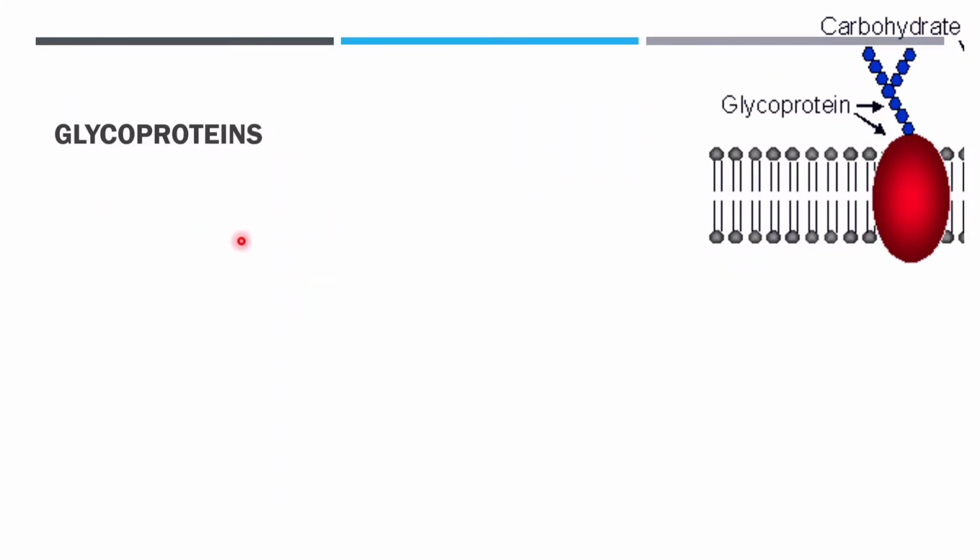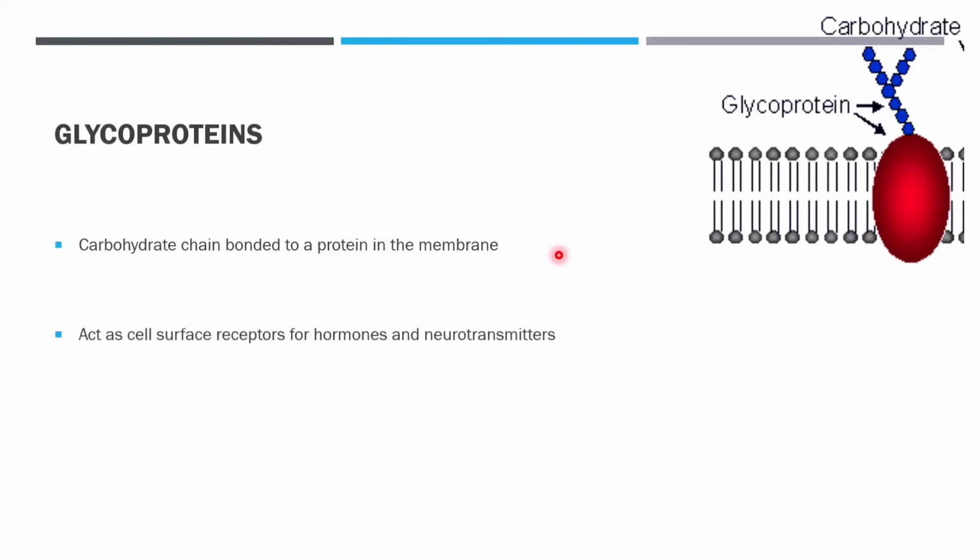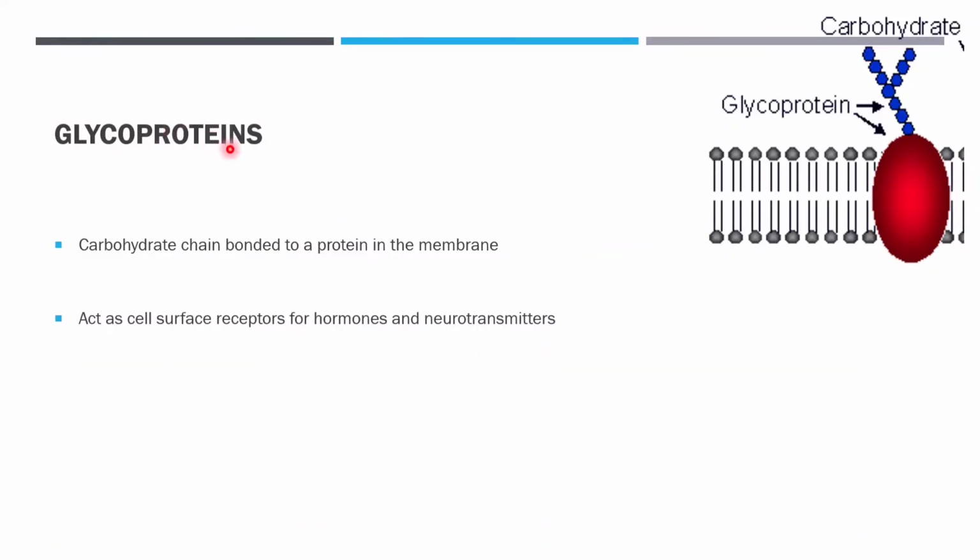Lastly is glycoproteins. And glycoproteins are carbohydrate chains bonded to proteins in the membrane. And these are usually attached to extrinsic or peripheral proteins. These glycoproteins also act as cell surface receptors for hormones and neurotransmitters, meaning that they're also very important in allowing the cells to gain information from the rest of the body. They also help cells adhere to form tissues, just like glycolipids. And lastly, they allow cells to recognize each other.